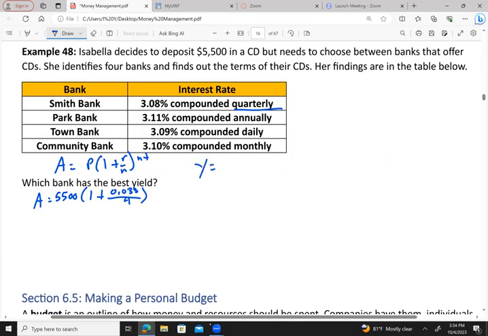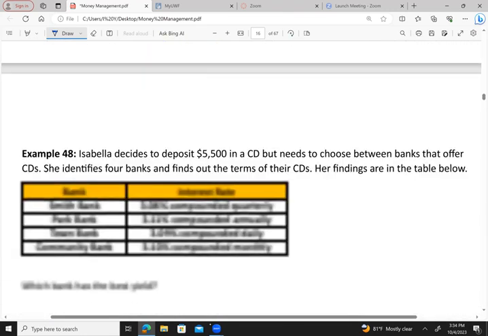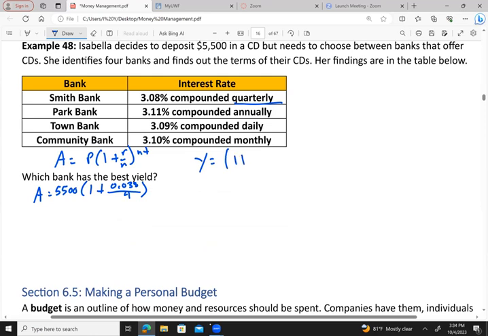So yield equals (1 plus R over N) to the N minus 1. That's the formula we'll use instead, because we just want to get what the annual yield is. We don't have a time period. So at our 3.8, we have Y equals (1 plus 0.038 over 4) to the fourth minus 1.